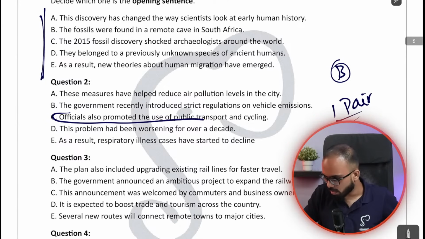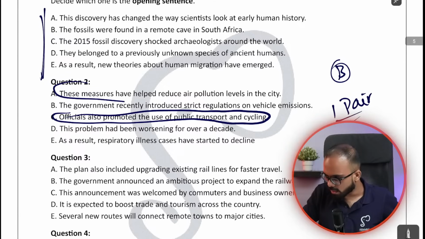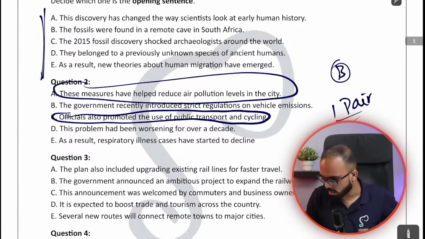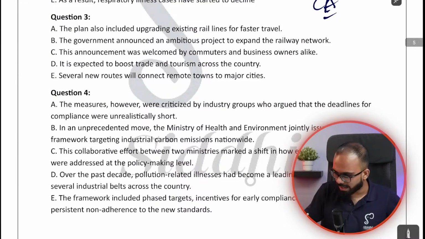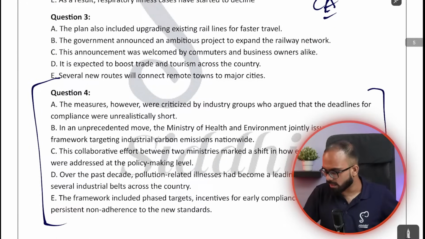Officials also promoted the use of public transport and cycling. These measures have helped to reduce air pollution levels in the city. Very good. CA is a very good pair. Yes, yes. Now, question number 4. This is slightly lengthy. Please give me the opening sentence here.